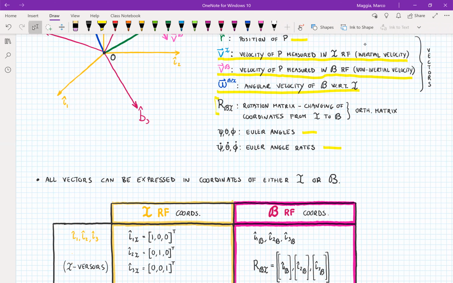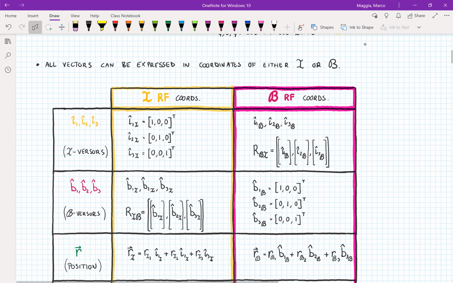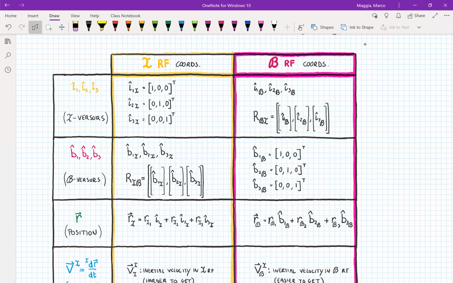Now, bear in mind that all the vectors can be expressed in coordinates with respect to the inertial frame of reference or the body frame of reference. So now in this table, I've summarized all these quantities expressed in both the inertial reference frame coordinates and in the body reference frame coordinates. Let's start with the easy ones. So the versors of the inertial frame of reference. Of course, these versors in the inertial frame of reference coordinates are simply 1, 0, 0, 0, 1, 0, and 0, 0, 1.